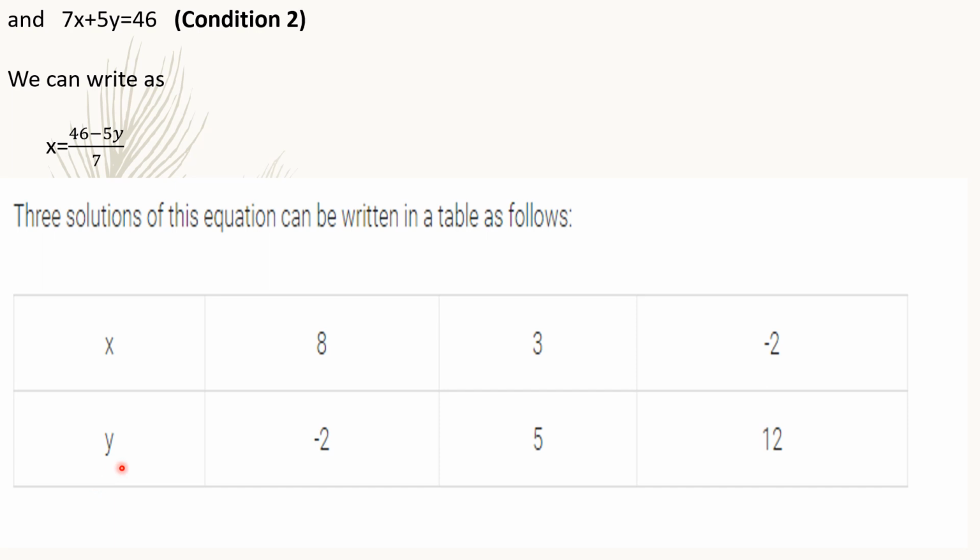If we put y equals minus 2 in the equation x equals (46 minus 5y) upon 7, on solving we get x equals 8. If we put y equals 5 in the equation, we get x equals 3. Finally, if we put y equals 12 in the equation x equals (46 minus 5y) upon 7, we get x equals minus 2.